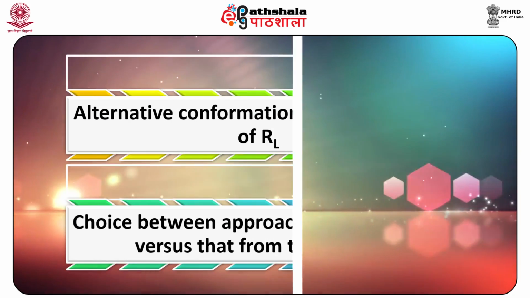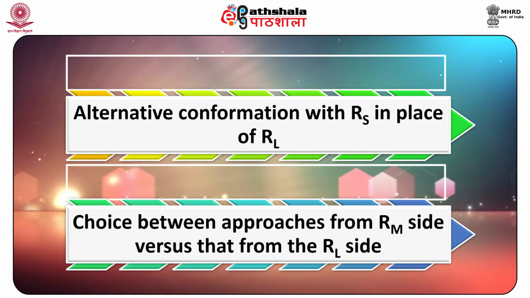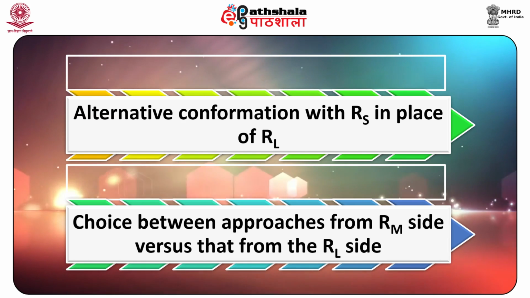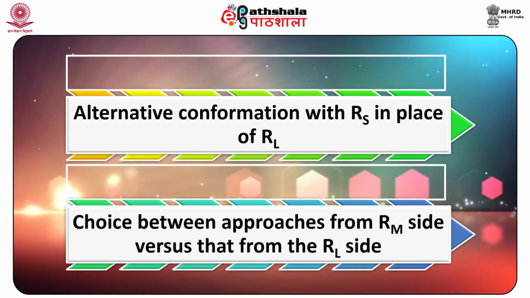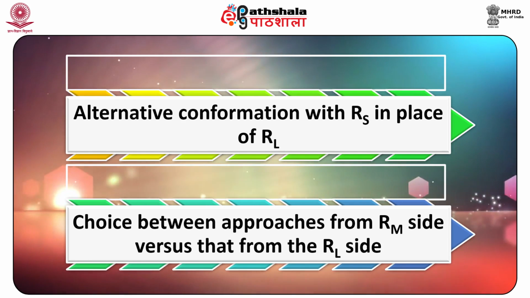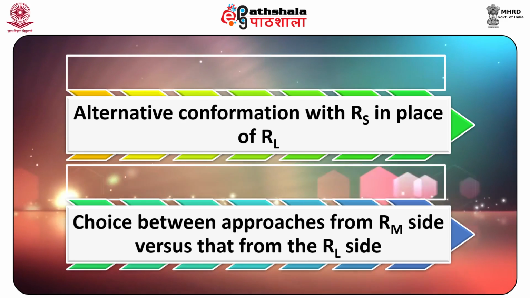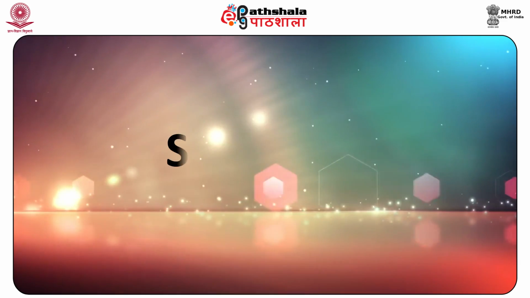As in Cram's rule, this is formal and not a mechanistic assumption. Alternative conformation with Rs in place of Rl may also be considered, in which case it is a choice between the approaches from the Rm side versus that from the Rl side. The former is preferred and the same stereochemistry results.